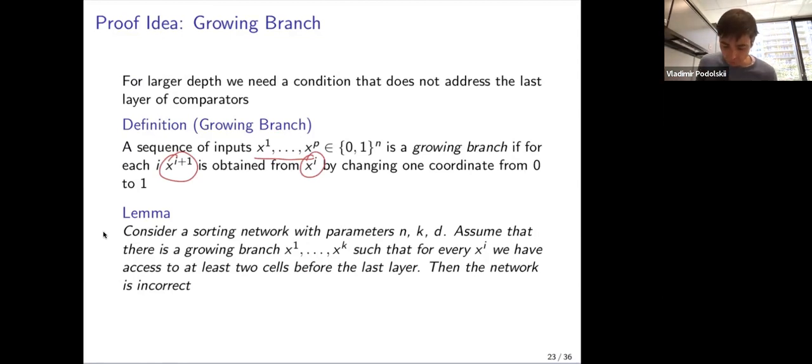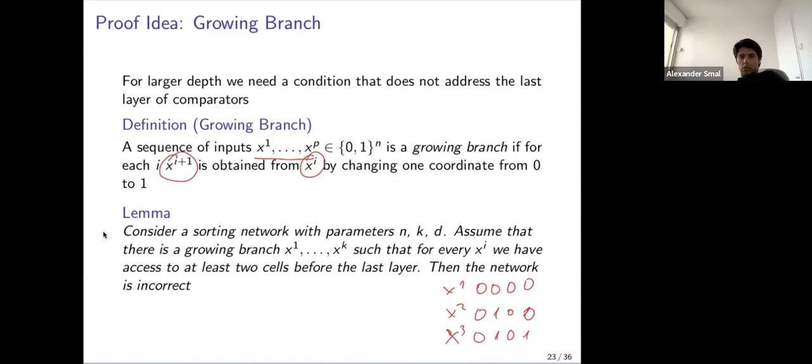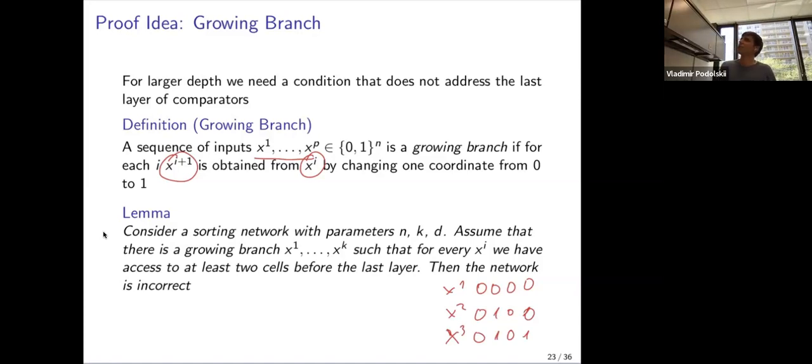That's it. So let me give you maybe an example. For example, x1 can be something like that, x2 can be something like that, x3 can be something like that, and so on. So each time I switch something from 0 to 1. So it's just a chain, right? Yeah, it's a dense chain in the Boolean cube.